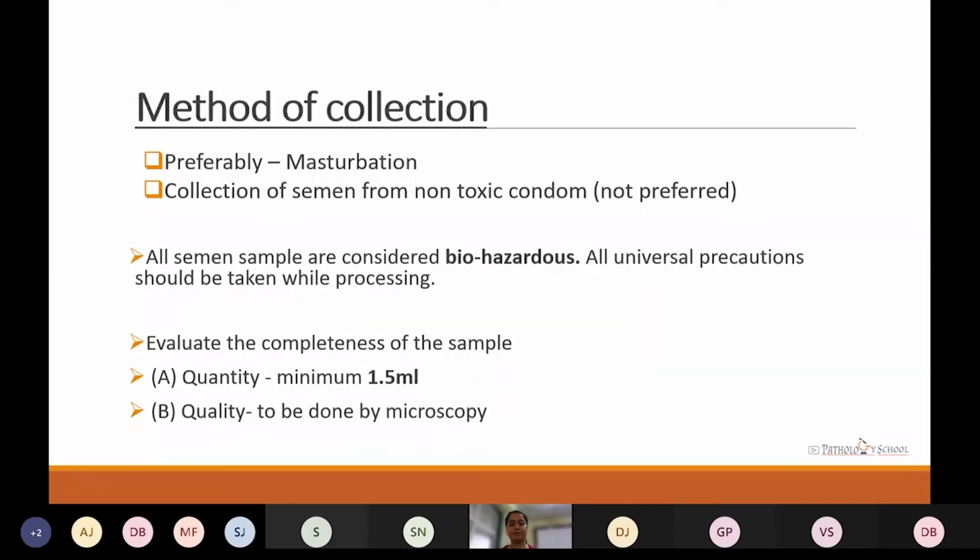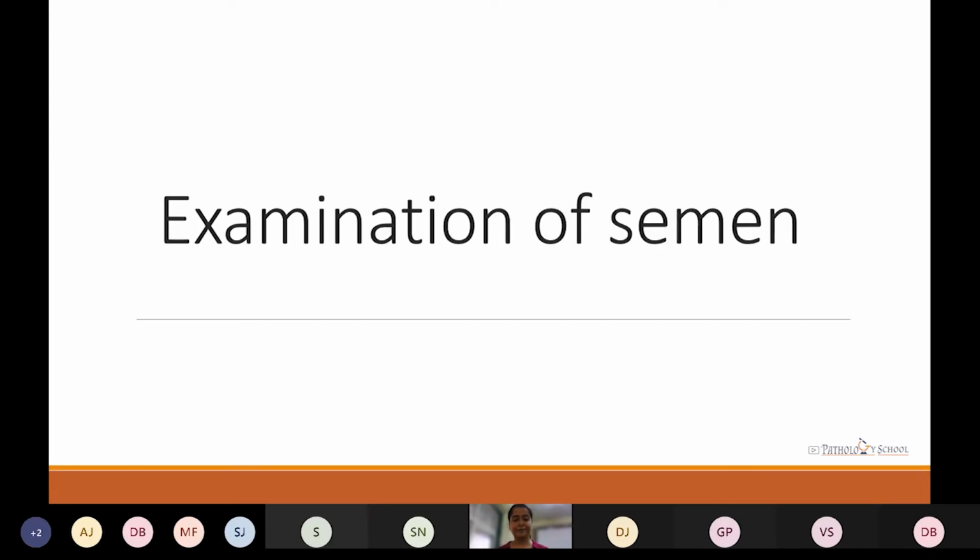Now the method of collection: preferably masturbation is suggested, but it can also be collected in a non-toxic condom, though it is not preferred because condoms contain spermicidal agents. All semen samples are biohazardous and universal precautions should be followed. We also have to evaluate the completeness of the sample, meaning it should be complete on the basis of quantity and quality. The minimum volume should be 1.5 ml, and the quality has to be assessed by microscopy.